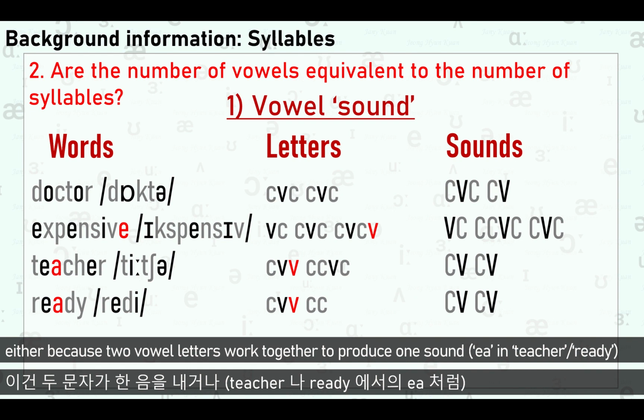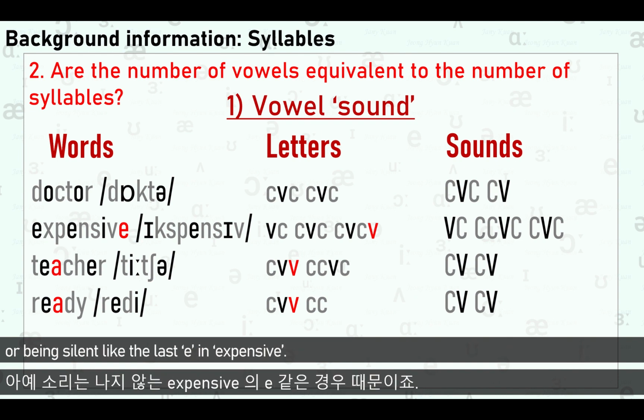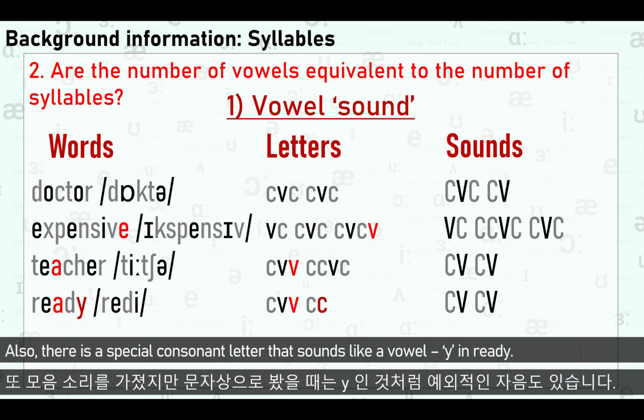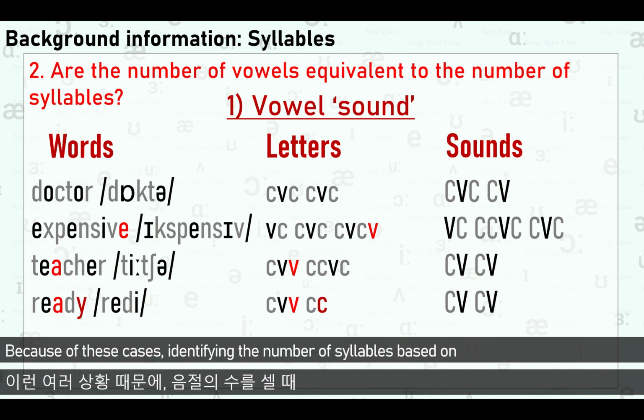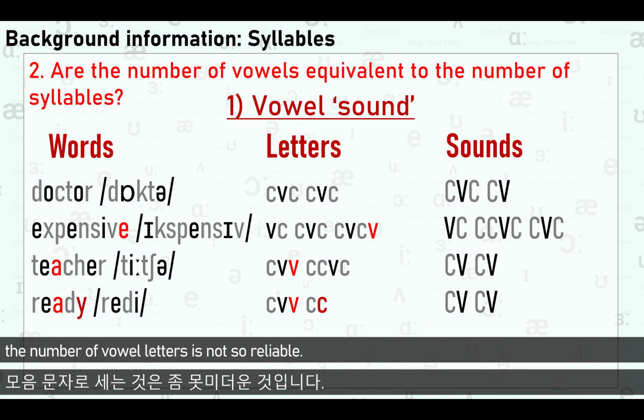Either because two vowel letters work together to produce one sound, like EA in teacher and ready, or being silent, like the last E in expensive. Also, there is a special consonant letter that sounds like a vowel, Y in ready. Because of these cases, identifying the number of syllables based on the number of vowel letters is not so reliable.